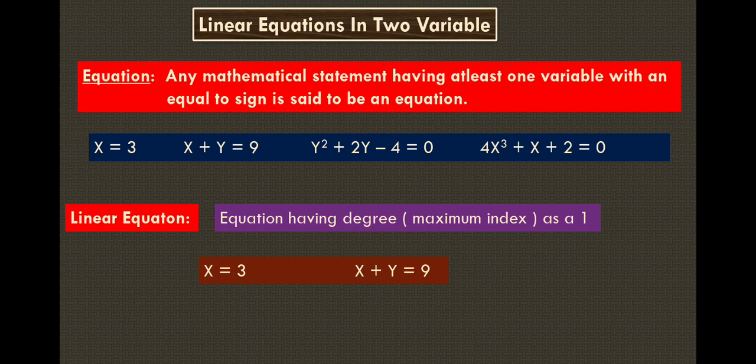Now in these two examples you can see that in the first equation the power of x is 1, so the maximum index is 1. In the second equation, the power of both variables x and y is equal to 1. So these equations are said to be linear equations.